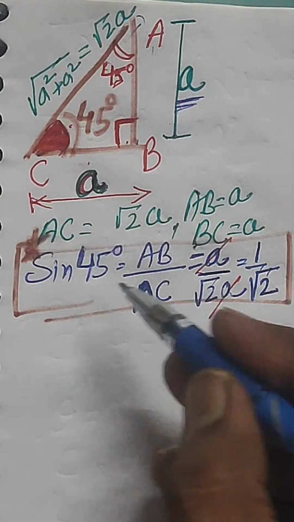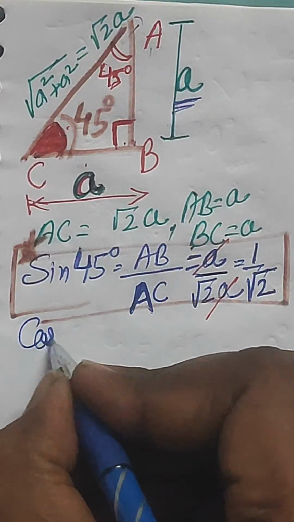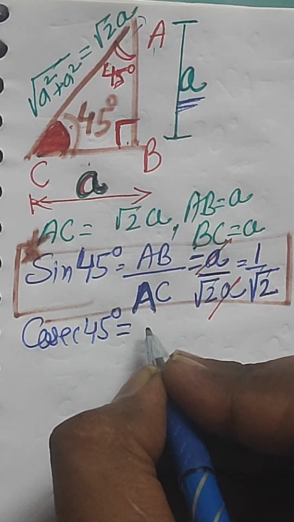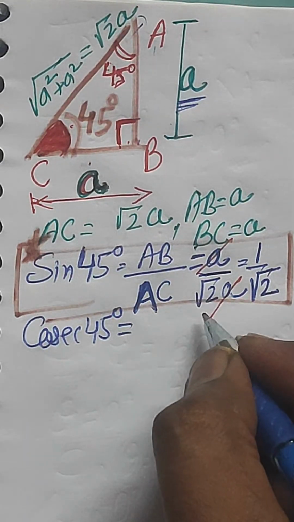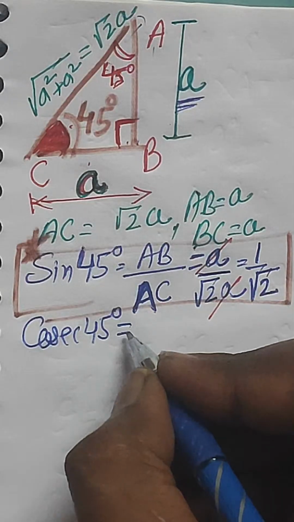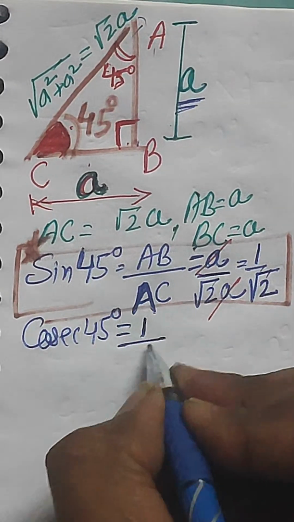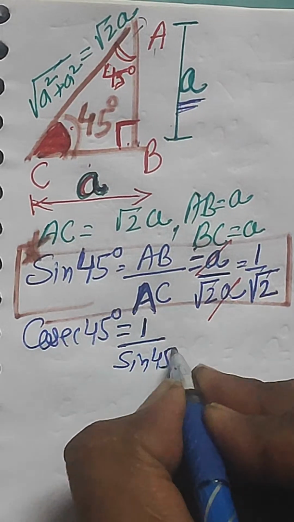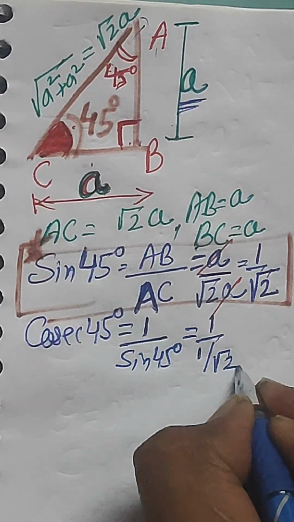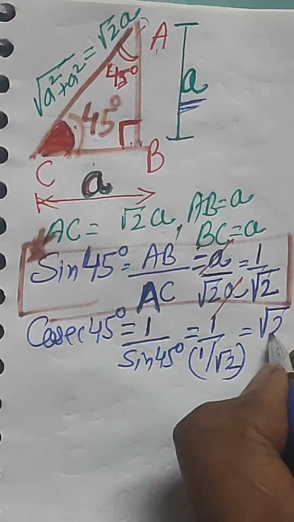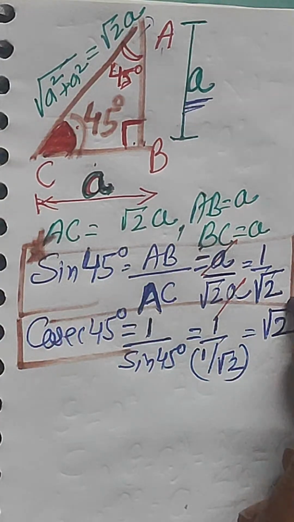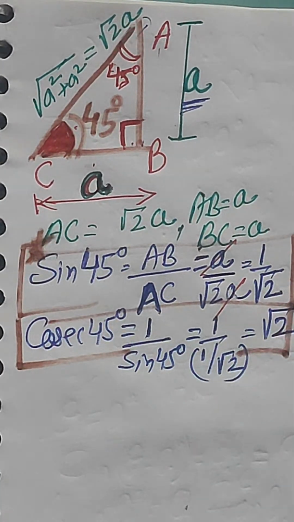Similarly, if sine 45 is calculated, cosec 45 can be easily calculated. That is the reverse of sine 45, so cosec 45 degree will be 1 by sine 45 degree. Just put the value of 1 by root 2 into the denominator and we get root 2 in the numerator. So root 2 is the value of cosec 45. So students, we have calculated the value of cosec 45 also.